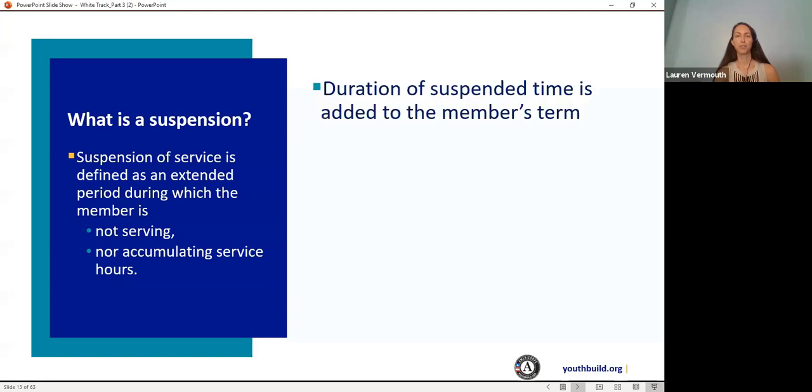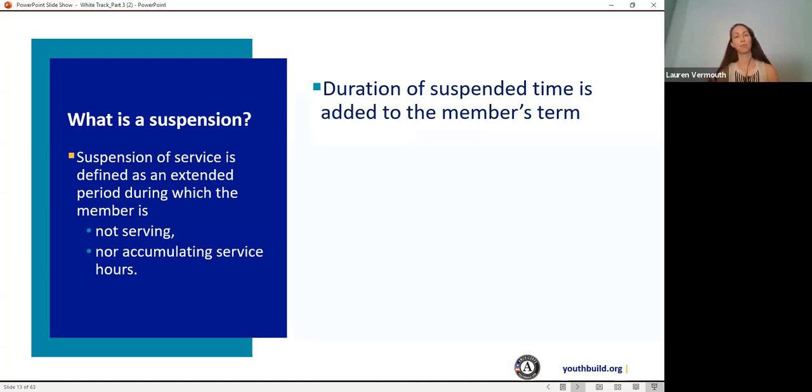So a few more things to know about suspensions. Every member is going to have 12 months to serve no matter what. So a suspension keeps their time from drifting away. If someone is suspended for 4 months, they would get that time on the back end. Another way of saying that, if I was a member and I started in January and my 12-month term would be up the next January, I had a 2-month suspension.